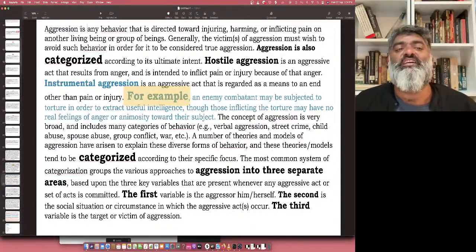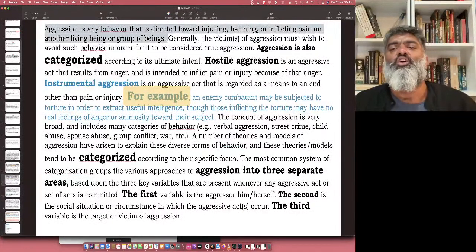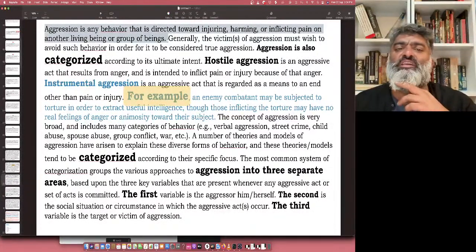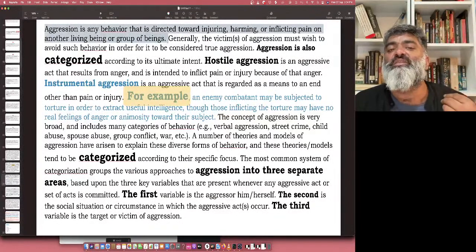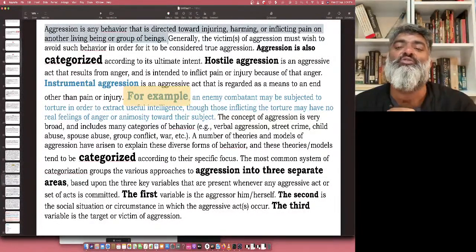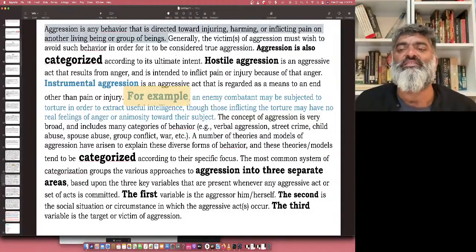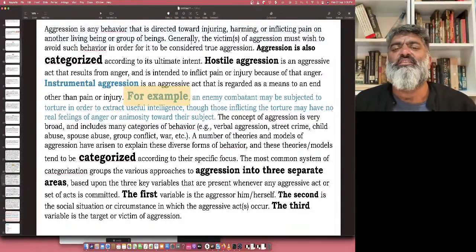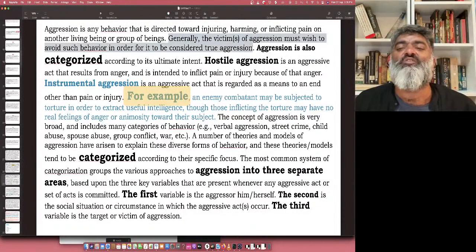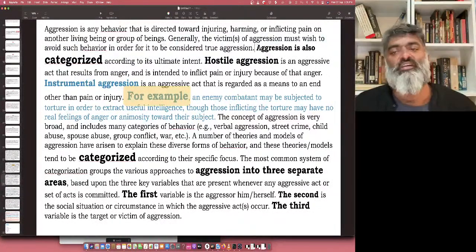So aggression is any behavior that is directed towards injuring or harming or inflicting pain on other living beings or groups of beings. Ideally, the best thing would be if I assume that you have already read the passage and I point only towards, let's say, the salient features, right? Easy enough definition. Generally, the victim of the aggression must wish to avoid such behavior in order for it to be considered true aggression. Okay, easy enough.